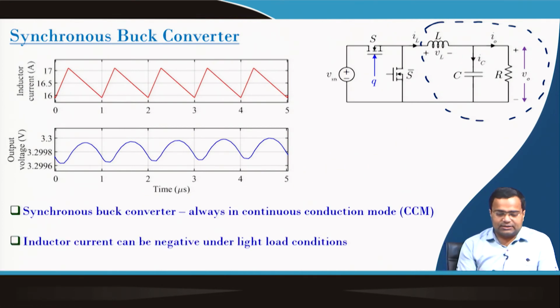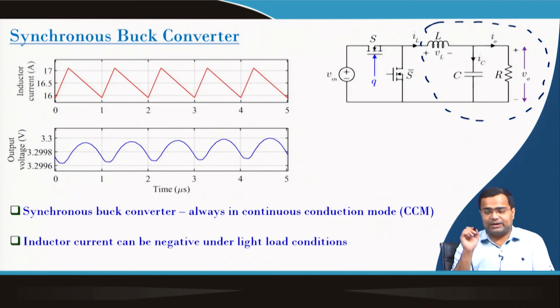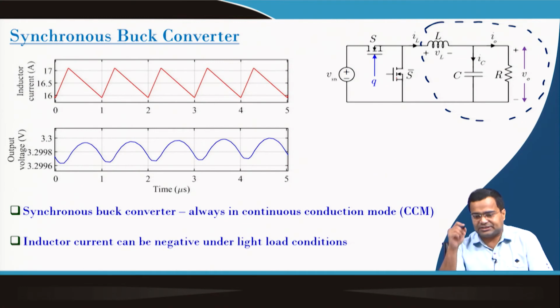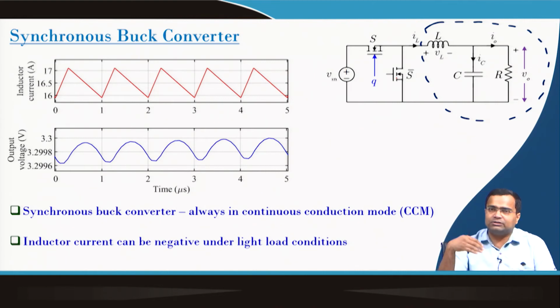This is called a synchronous buck converter, since we are using two MOSFETs and they operate in a complementary fashion, as we discussed earlier. That means we can achieve negative current, because a MOSFET also allows current in the other direction. So, this converter always operates in continuous conduction mode, even under no load condition. If the load resistance is removed, it will still operate.